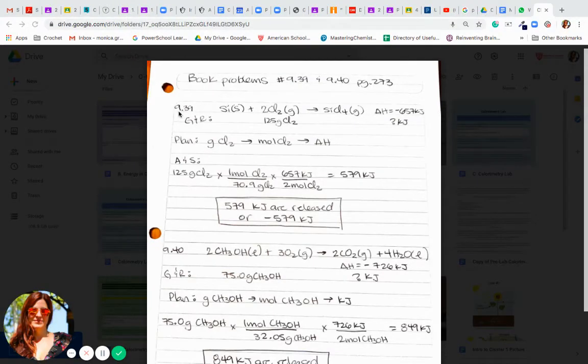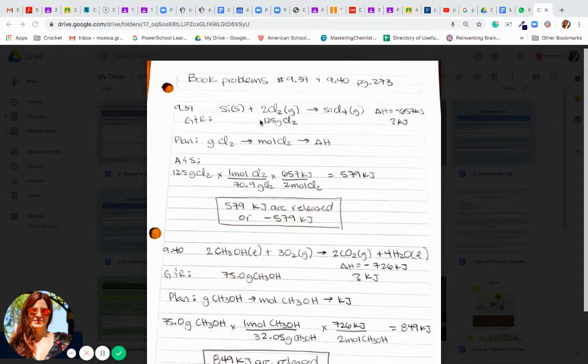Okay, let's start. 9.39, this is a reaction: solid silicon plus 2 moles of chlorine gas react to produce silicon tetrachloride gas, and it has a delta H of negative 657 kilojoules. This negative represents exothermic reactions. So if you were to place that amount of heat in the reaction, it would be on the side of the products.